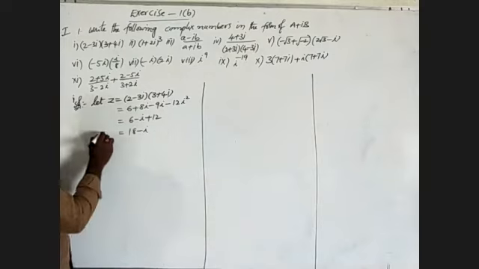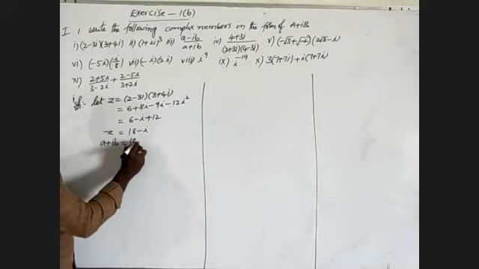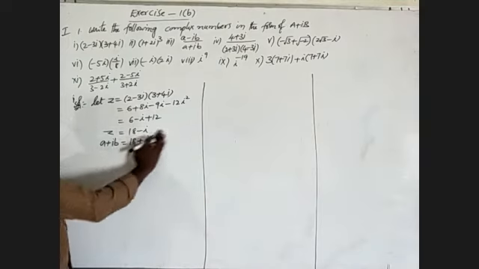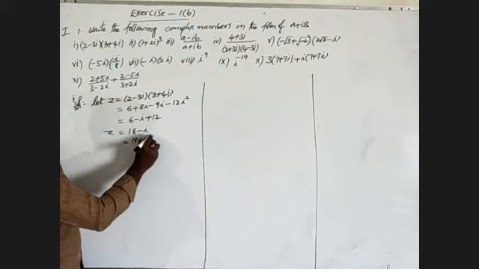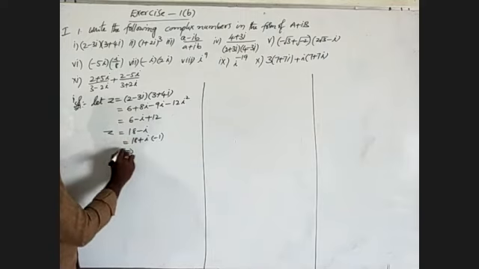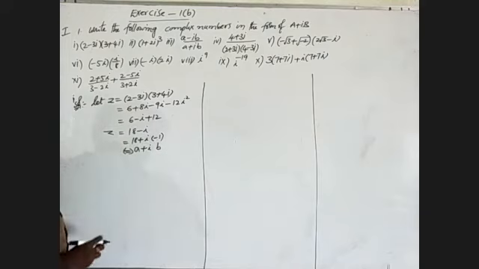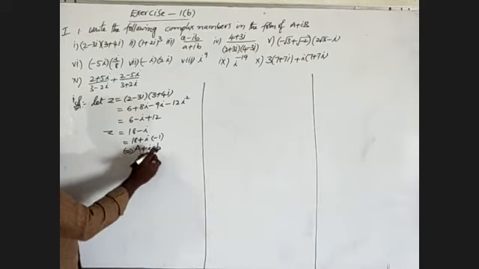This is the value of z, which we have to compare with a plus ib. This we have to write as 18 plus i into minus 1, when it is of the form a plus ib. A plus ib. By the problem, capital letters are given, that means a plus ib.